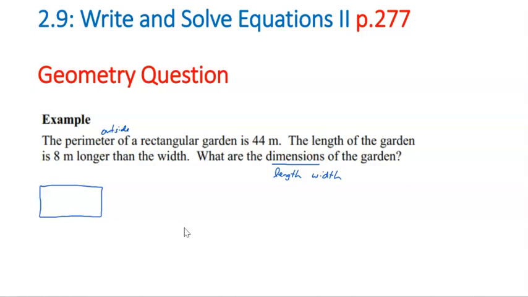The length of the garden is 8 meters longer than the width. So we know something about the length, but we don't know anything about the width. So the width is going to be our x. We can label our diagram with x to represent the width, and we can also label the length. The length of the garden is 8 meters longer than the width, so it's going to be the width plus 8.